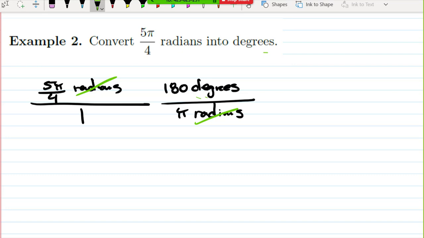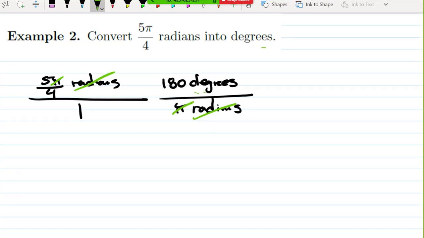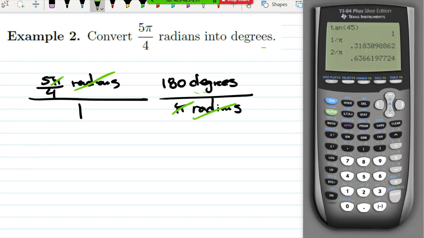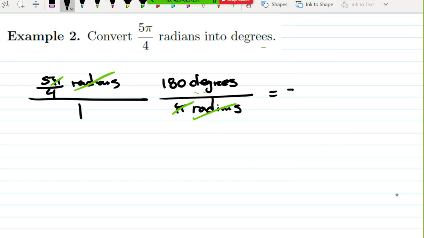So now, my pi's reduce out, and I have 5/4 times 180. And that gives me 225 degrees. So that would be 5 pi over 4 radians is the same as 225 degrees.